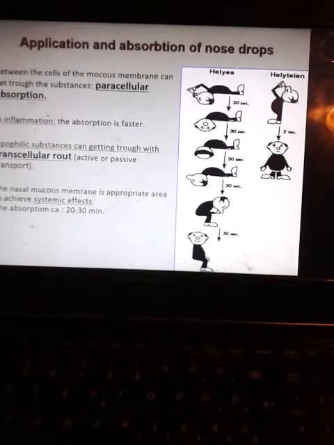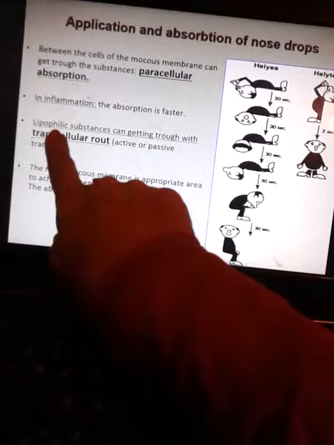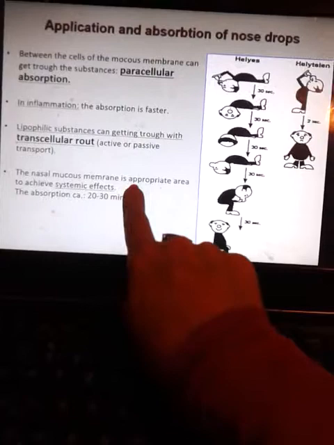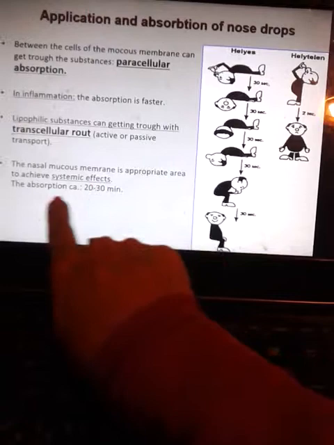Lipophilic substances can get in through the transcellular route, active or passive transport. The nasal mucous membrane is an appropriate area to achieve systemic effects. The absorption takes approximately 20 to 30 minutes.